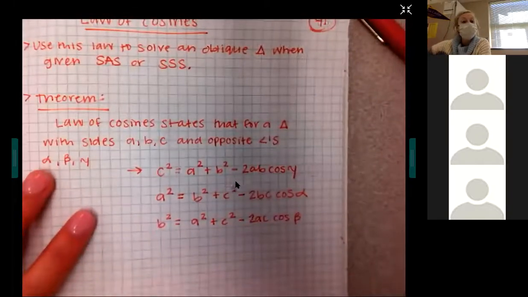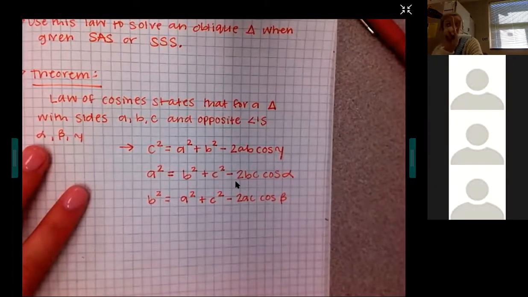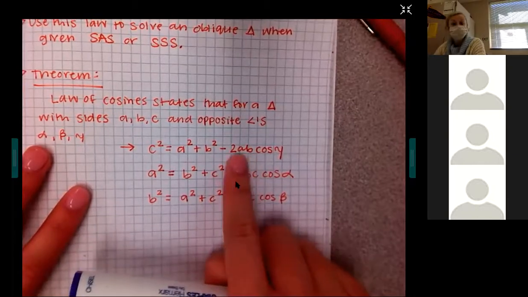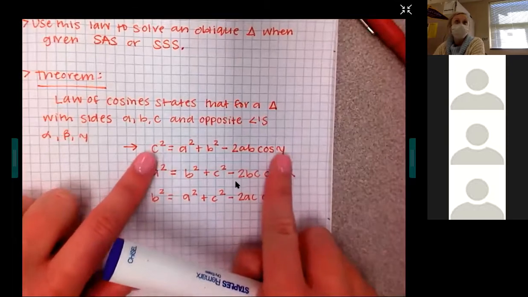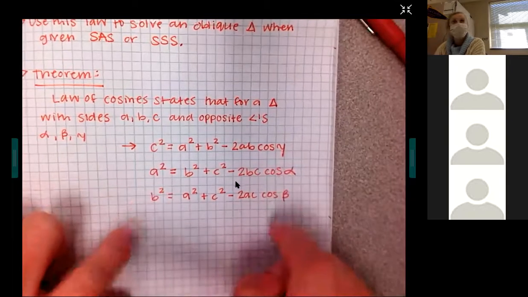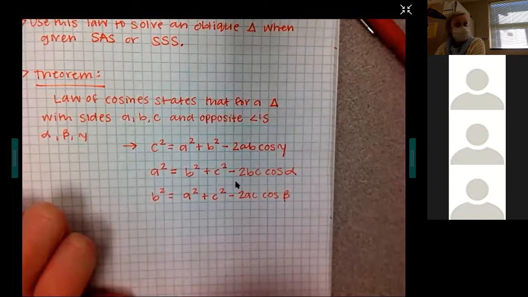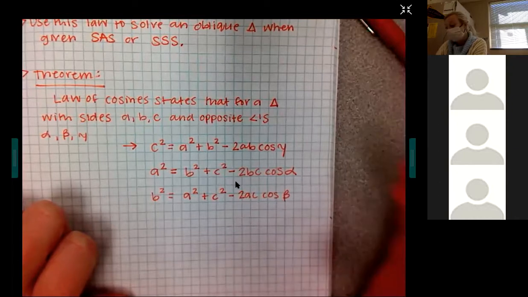So whatever side you want to find, you add the squares of the other two, subtract 2 times the other two, and then take the cosine of the angle that matches that side. It's just a pattern. Pick one, know the pattern, and then you should be able to do it for any example, okay? I haven't asked you to memorize anything this year except for those Pythagorean IDs and then one of these. It shouldn't be too bad.